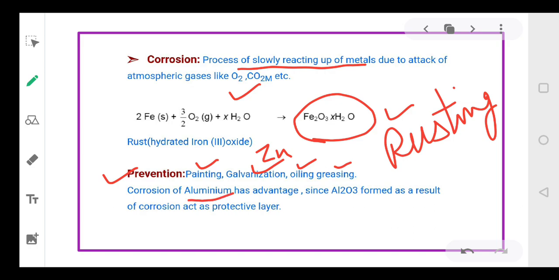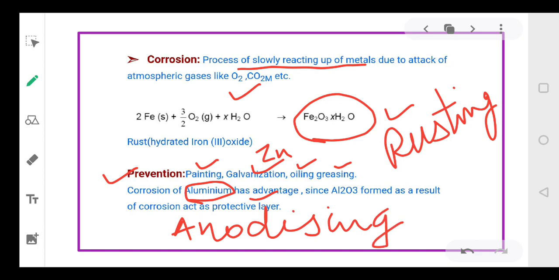Then again we can use aluminium for putting a coating, and this process of using aluminium as a coating over the metal is called anodizing. So we can use another method which is called anodizing. Okay, so we can use painting, galvanization, oiling, greasing, anodizing, right? These are the methods by which corrosion and rusting can be prevented.